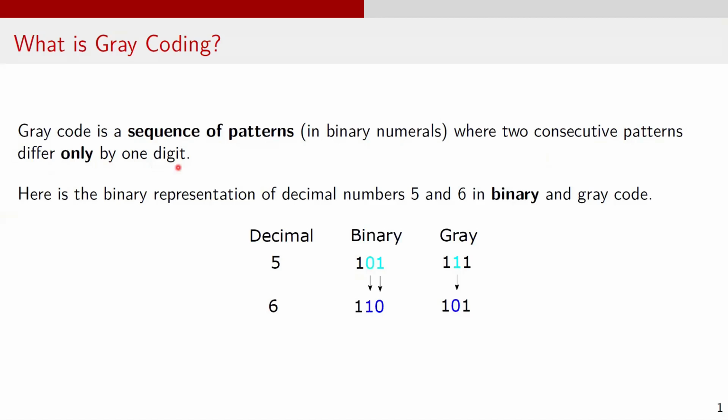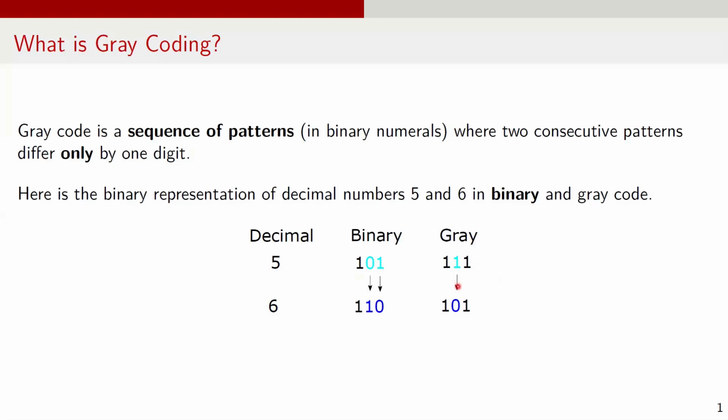An important thing to note here is that gray code is not a numeric sequence in binary, but it's a sequence of patterns. Here is the binary representation of decimal numbers 5 and 6. In binary, it's 101 and 110, while in gray, decimal numbers 5 and 6 are denoted by patterns 111 and 101. Note that in binary representation, bit 0 and bit 1 have to change for the transition from 5 to 6. If we look at gray code, for the transition 5 to 6, only one bit flips.